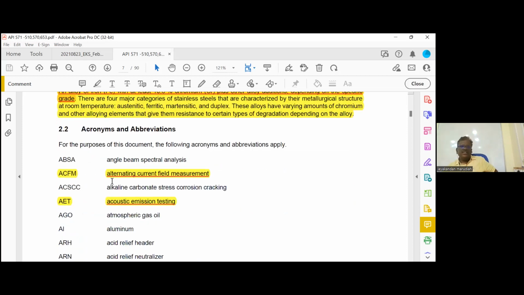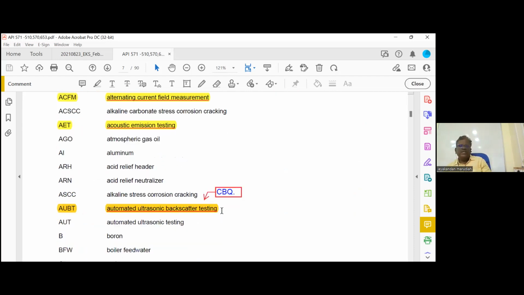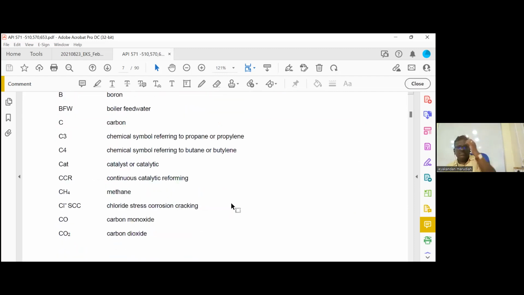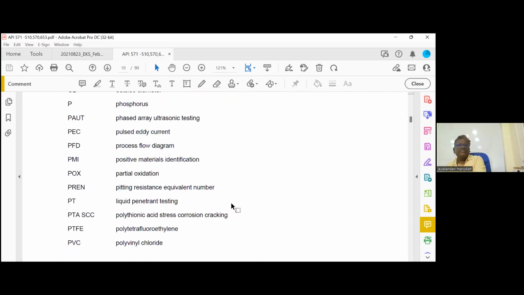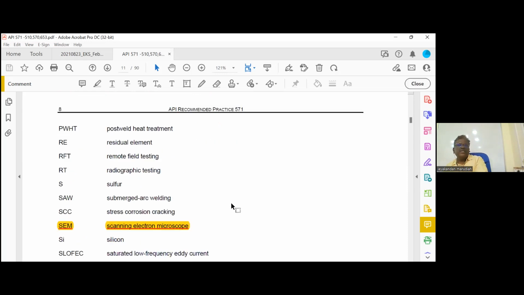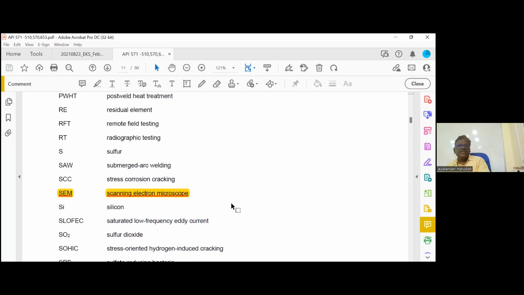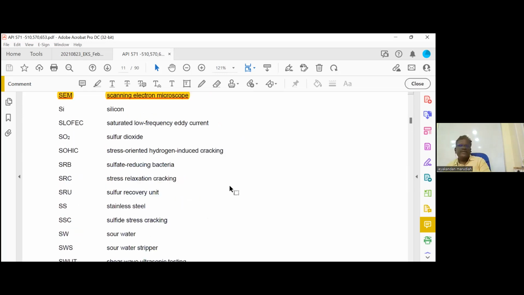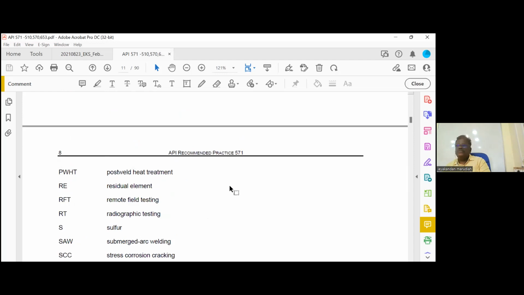Then the acronyms. Highlight ACFM, alternating current field measurement. AET, acoustic emission testing. Then AUBT, it was asked in the closed book, but it is in Python actually. Automated ultrasonic backscatter testing. 578 has not occurred. Then page number 8, SEM. Page number 8, scanning electron microscope. The SEM abbreviation is scanning electron microscope.